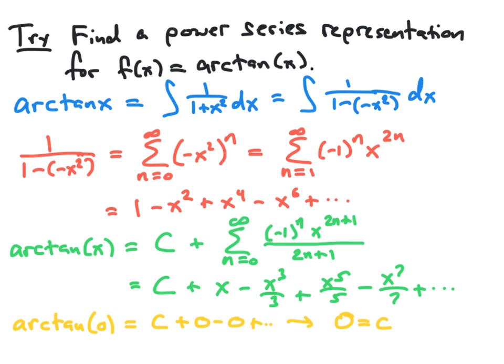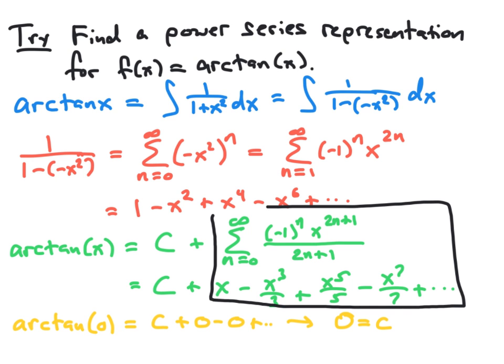Since the arctangent of 0 is equal to 0, we get that c is equal to 0, and therefore the power series representation for arctangent of x is the power series that we found above without the arbitrary constant c. So the series from n equals 0 to infinity of negative 1 to the n, x to the 2n plus 1, all divided by 2n plus 1, with first terms x minus x cubed over 3, plus x to the 5th over 5, minus x to the 7th over 7, and so on.